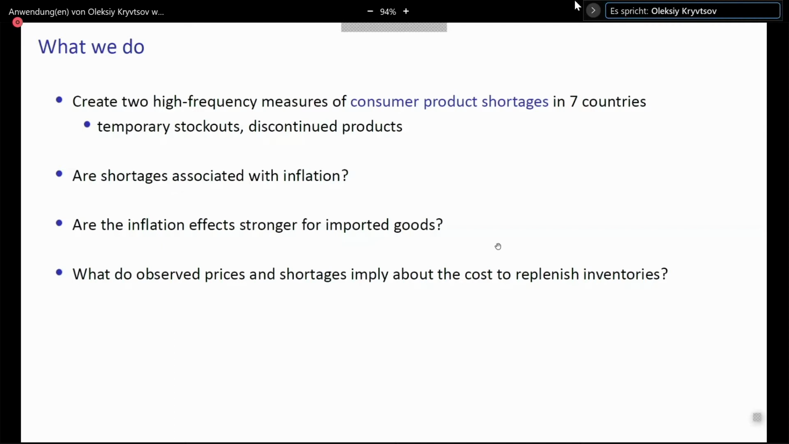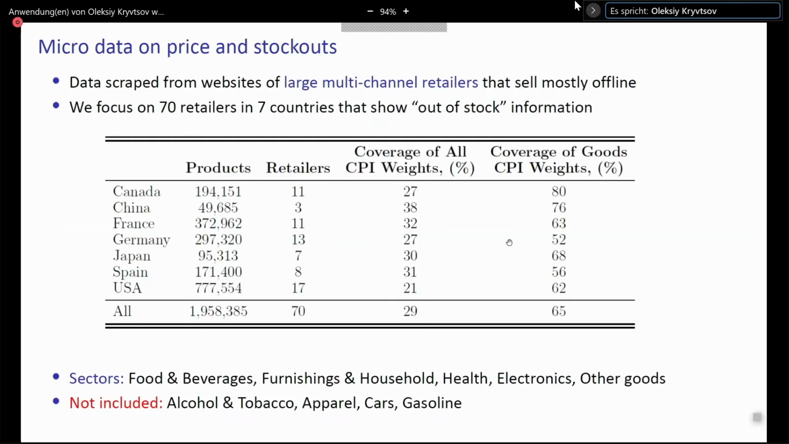In particular, we're going to be comparing more import-intensive sectors to less import-intensive sectors, supporting the narrative of supply chain disruptions maybe playing a role. And finally, we're going to ask whether we can learn something more about the cost of replenishing inventories for such retailers. Quick summary about the data that we're working with. So this is the data that comes from scraping the websites of large multi-channel retailers.